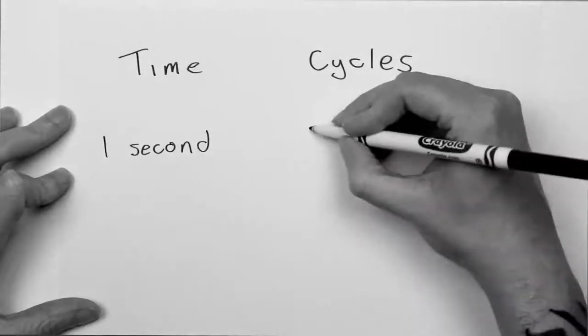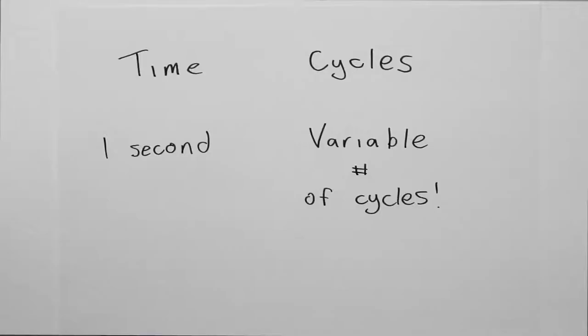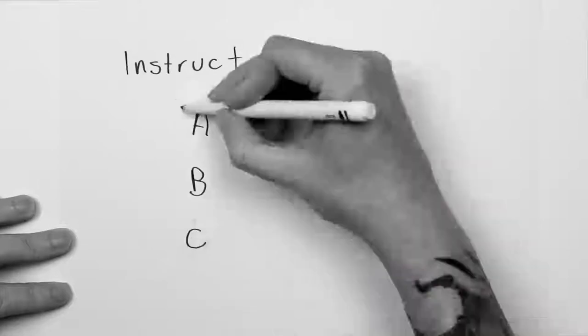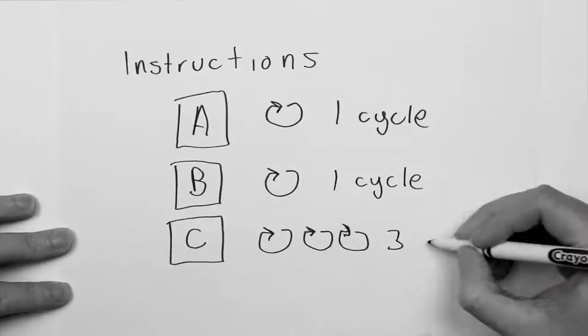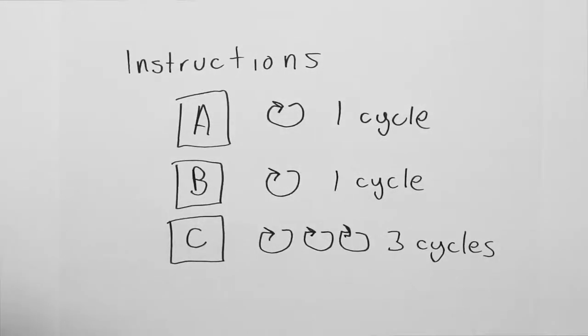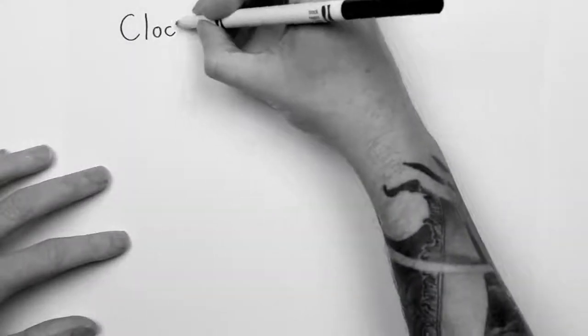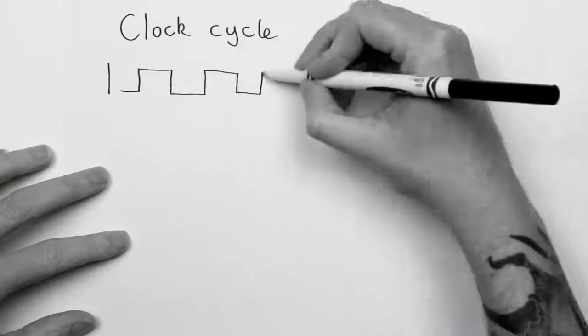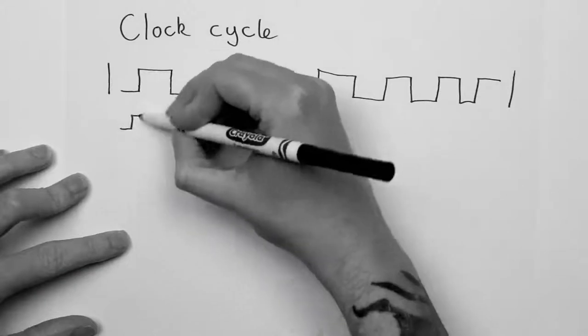Okay, here's the nuanced part. The number of instructions executed in a cycle is variable, but the number of cycles it takes to execute an instruction is fixed. Okay, so hang on, brace yourself. We don't measure the speed of a CPU in CPU cycles. We measure the speed of a CPU in clock cycles.